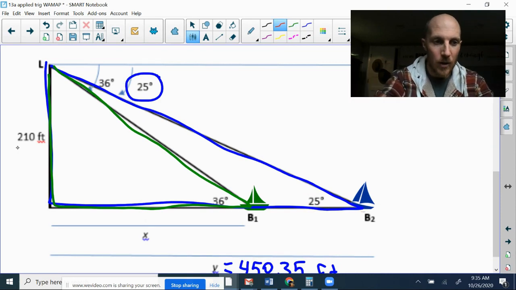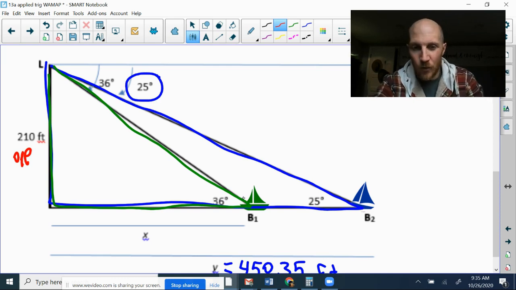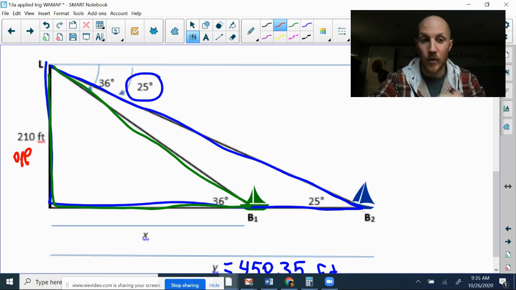So the lighthouse is still 210 feet tall, so that's going to be the opposite side. The angle of elevation from the boat is going to be identical to the angle of depression from the top of the lighthouse, so 36 degrees. I wrote it in two places, right, because those are going to be congruent.